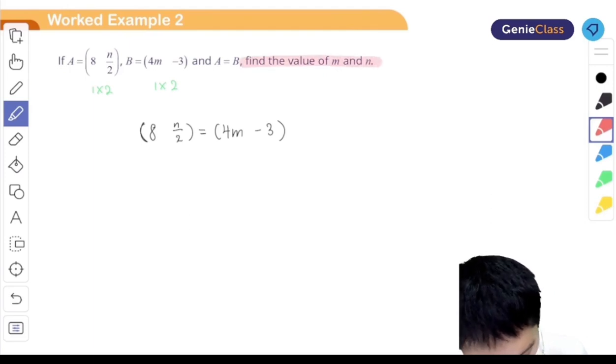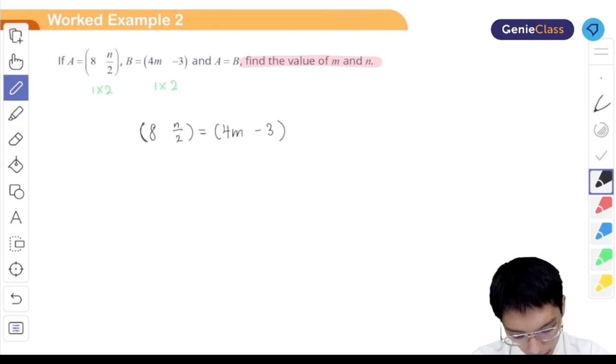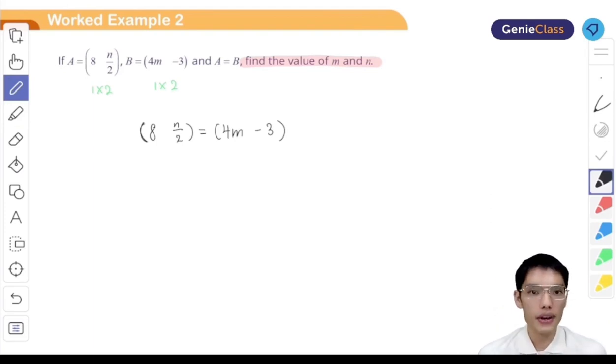So can anybody tell me, based on this equation over here, how would I solve it? Write down your responses. Or if you can tell me the answer of M and N, let me know. I'll give it a while for you all to try. What will be the answers I have? Okay, give you some time. I'll give you all some hints.